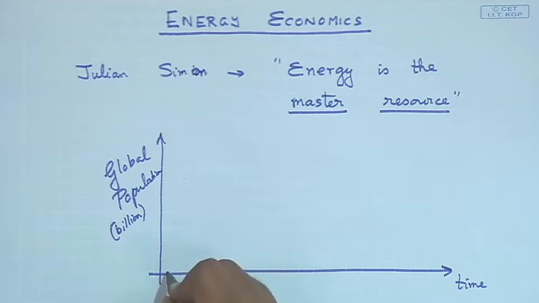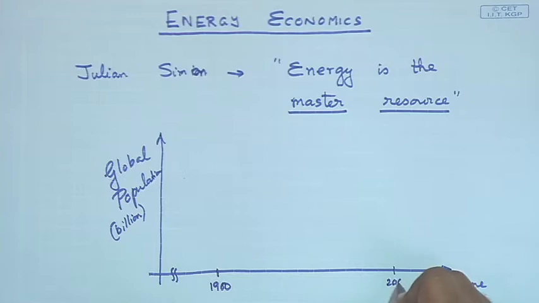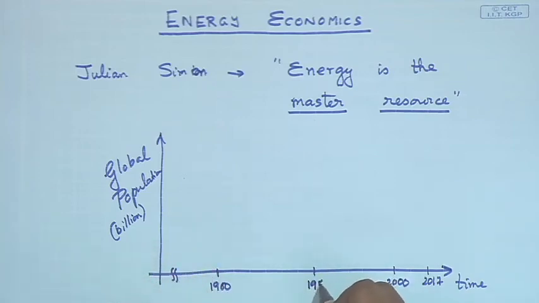So, let us say till, I will put a break here, I would put this as 1900, I would put this as 2000, I would put this as 2017, which is where we are today, and somewhere in the middle I will put this as 1950.